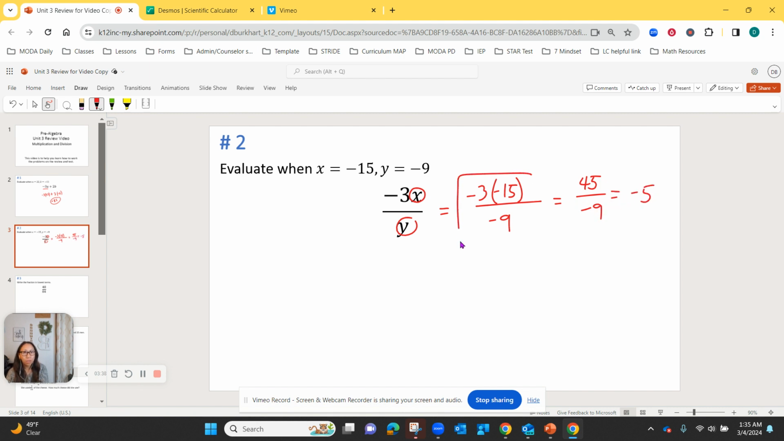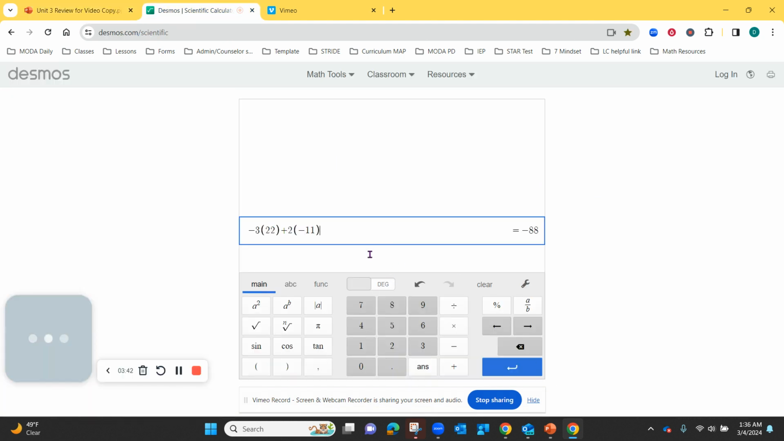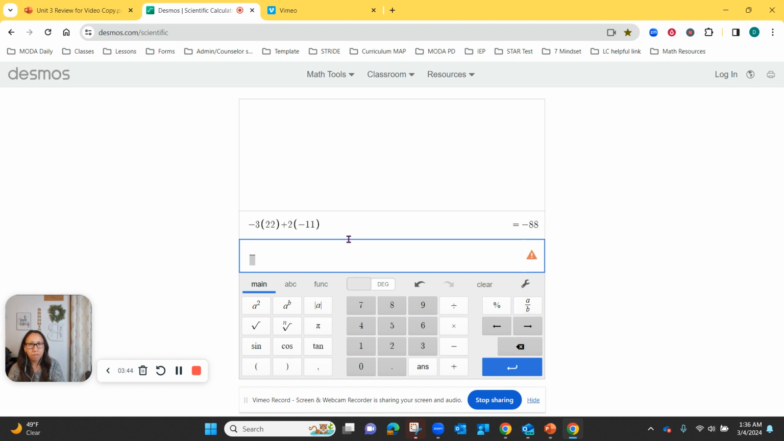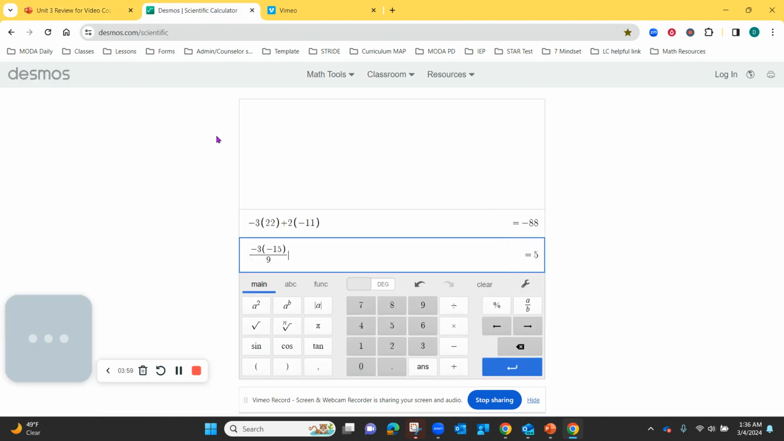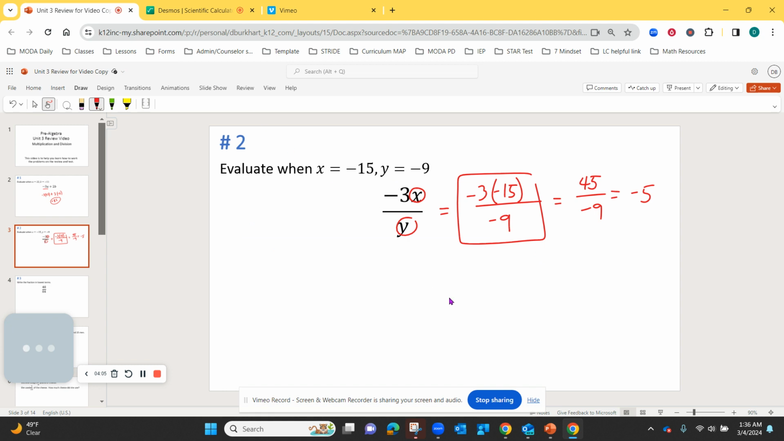Or you can put this one into your Desmos right away. So put that fraction and then negative 3 parenthesis negative 15 parenthesis, and then you have the negative 9 at the bottom. Okay, then your answer is negative 9. Oh, sorry, negative 5. All right, so you still have the same answer there.